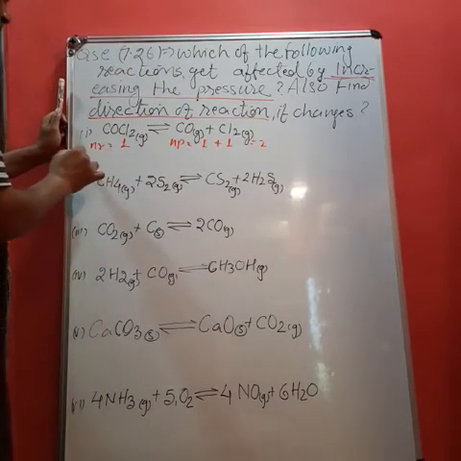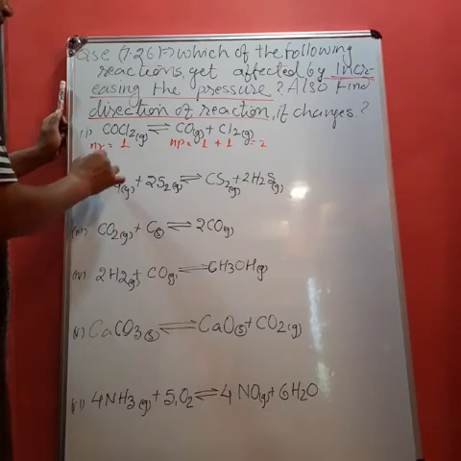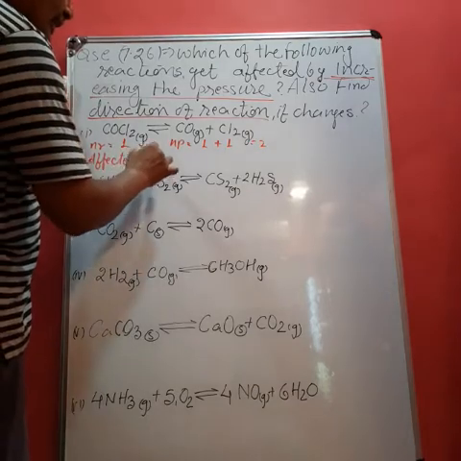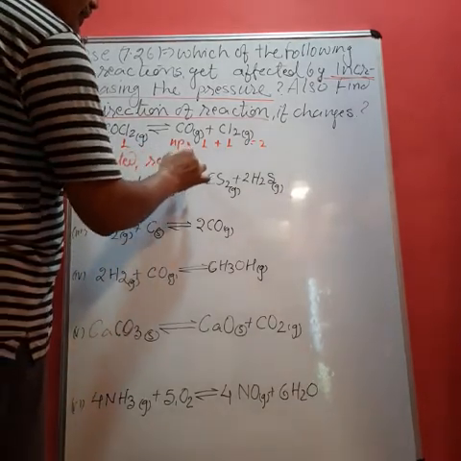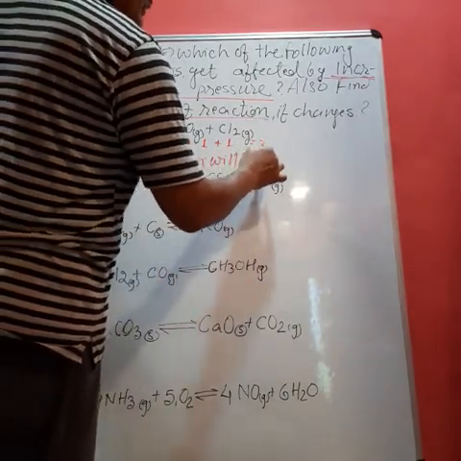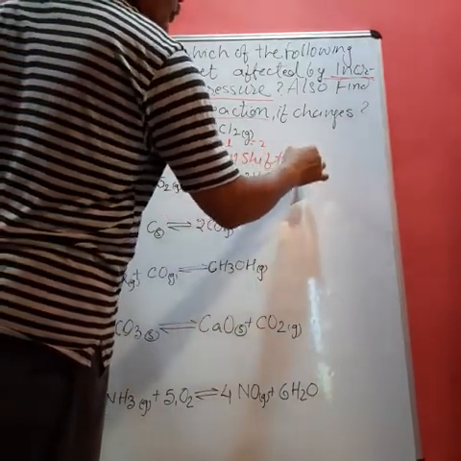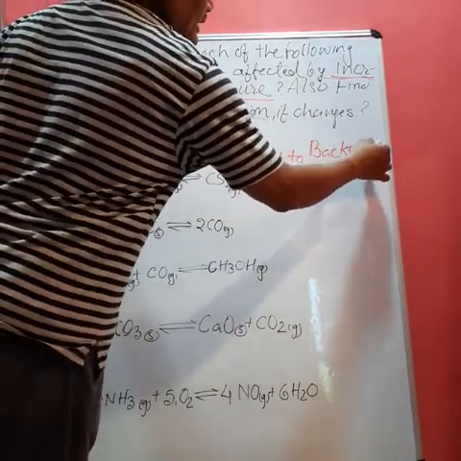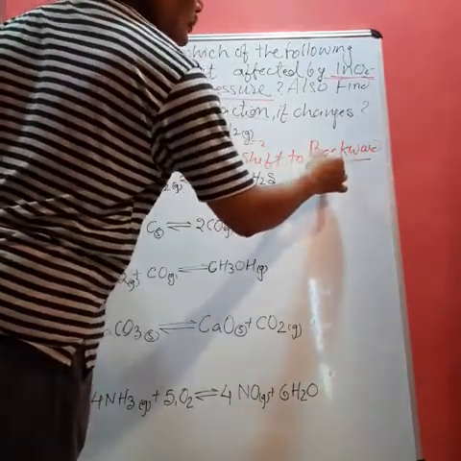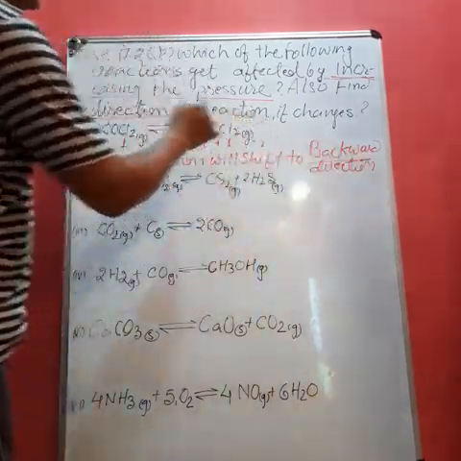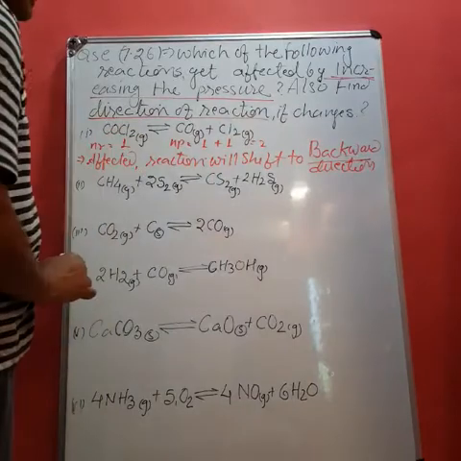So we will write the answer. We will write this reaction is getting affected. And the reaction will shift to what? Backward direction. Why backward direction? Because the number of moles is less in the reactant side. So the reaction will shift to the backward direction.